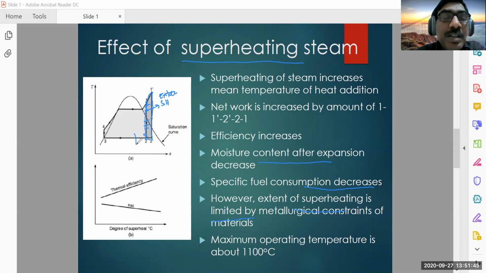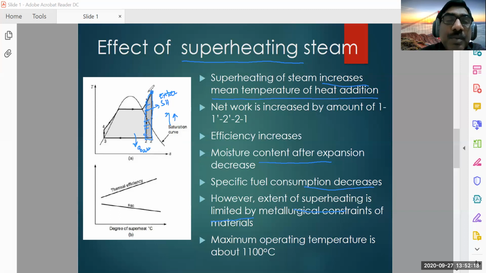And heat rejected is the same. There is typically no change in the heat rejected, but you are adding more heat. So because of that, the efficiency will increase. So this is very beneficial. So why is it happening? If you are increasing the heat content and superheating the steam, one of the reasons is the increase in mean temperature of heat addition. What is the mean temperature of heat addition?